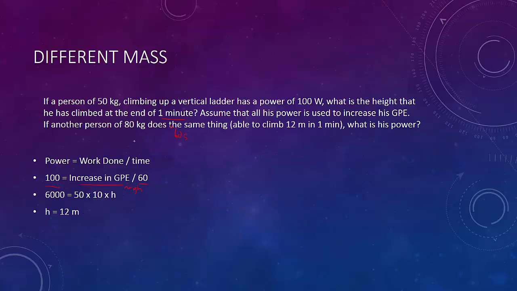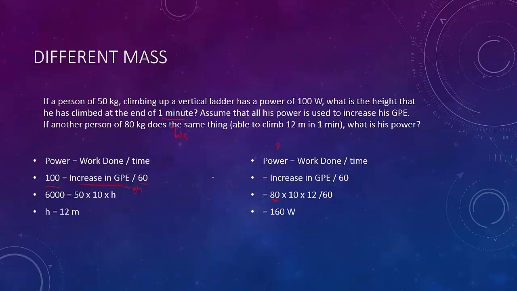Okay, what if another person of 80 kg does the same thing, meaning they're able to climb 12 meters in 1 minute? Can you calculate his power? Same thing, you use the formula. Substitute in. In this case, we do not know the power, but we do know the increase in gravitational potential energy, which is 10 times 12 times the mass, 80. By solving this, you find that the power is 160 watts.